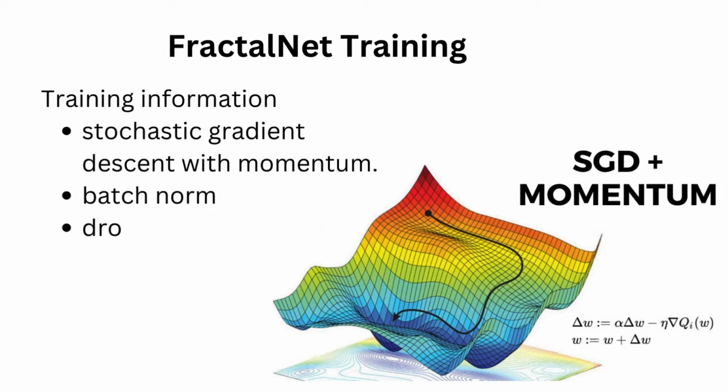The training procedure for the FractalNet is stochastic gradient descent with momentum. Batch normalization is used in the convolutional block. Local drop path probability is set to roughly 15%, and then dropout is linearly decaying from 0 to 40%.